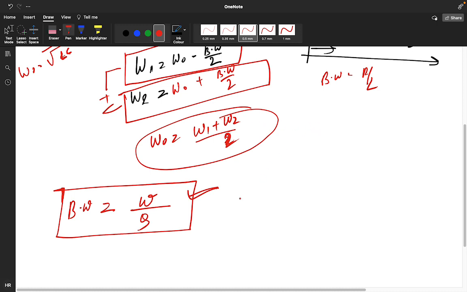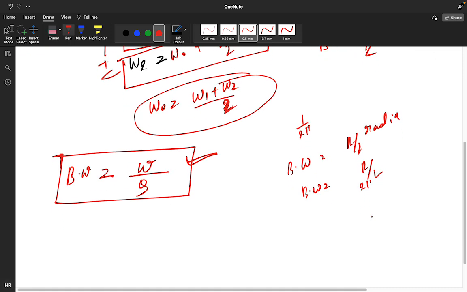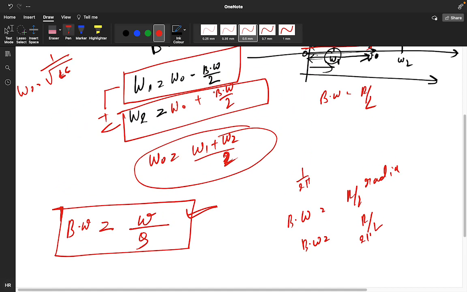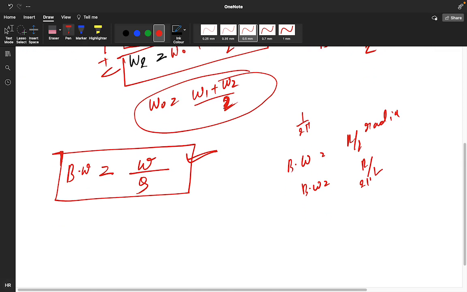This bandwidth is for radian. If you want to take it for hertz, then you just have to divide by 2 pi. Bandwidth we got, R by L, is for radian. If in the questions they are asking for hertz, what you have to do is divide R by L by 2 pi, that's it. Same for omega 1 and omega 2: get the result like this, then divide it by 2 pi, omega naught plus bandwidth by 2 and then divide by 2 pi. Okay, so note it down.